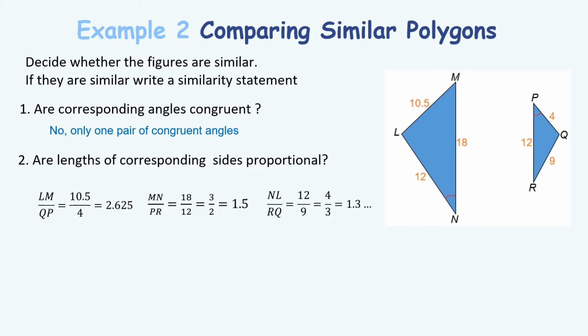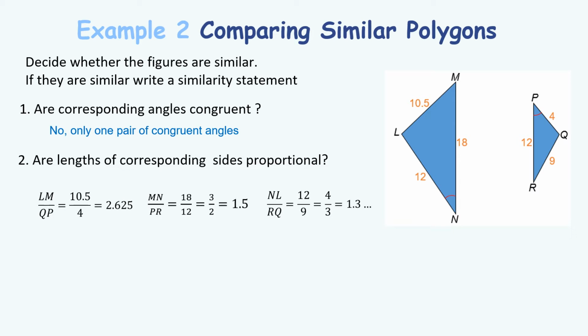And let's see now the ratio of the sides NL and RQ. NL is 12 units, the measure of the segment. RQ is 9, sorry. And we get 12 over 9. And 12 over 9 is 4/3 in lowest terms. And if we divide to get a decimal, it would be about 1.3. As you can see, none of the ratios are equal.